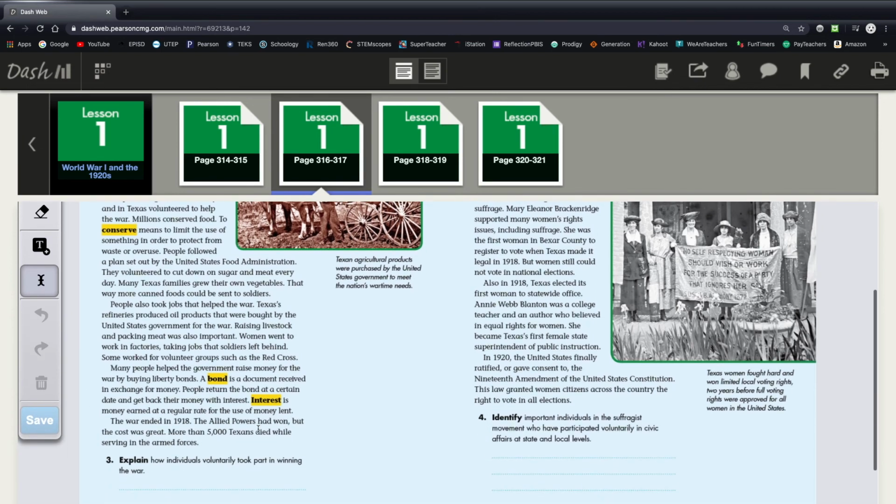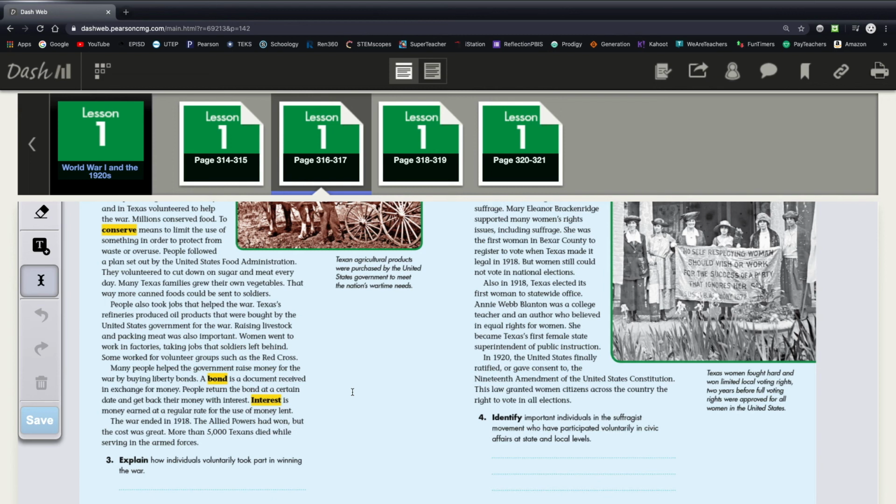And also another way that people in Texas and the United States helped, it was by buying bonds. Bond is a document where actually it was like a piece of paper. You went to the store and you ask the cashier, can I get a bond? And that was a way of helping the government to raise money. So that was a way of helping to buy more airplanes, to buy more uniforms, to buy more medicines for the soldiers.